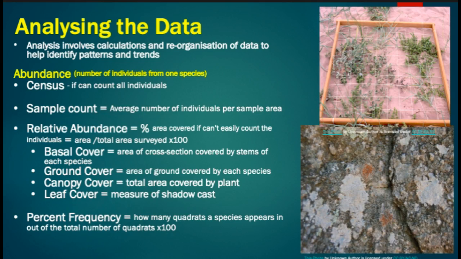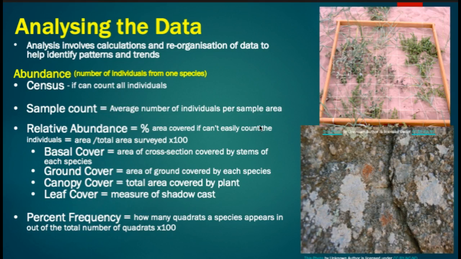Now, analysing that data, what do we do with it? Well, first of all you're going to be doing stuff on abundance. Abundance basically means an average number of the individuals in the area that you're surveying. So abundance means how many individuals. Pretty easy, just remember that word.